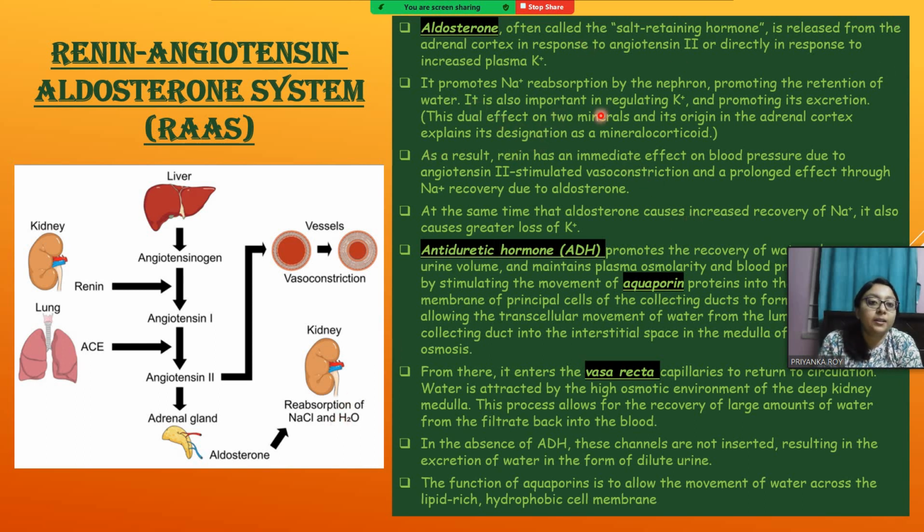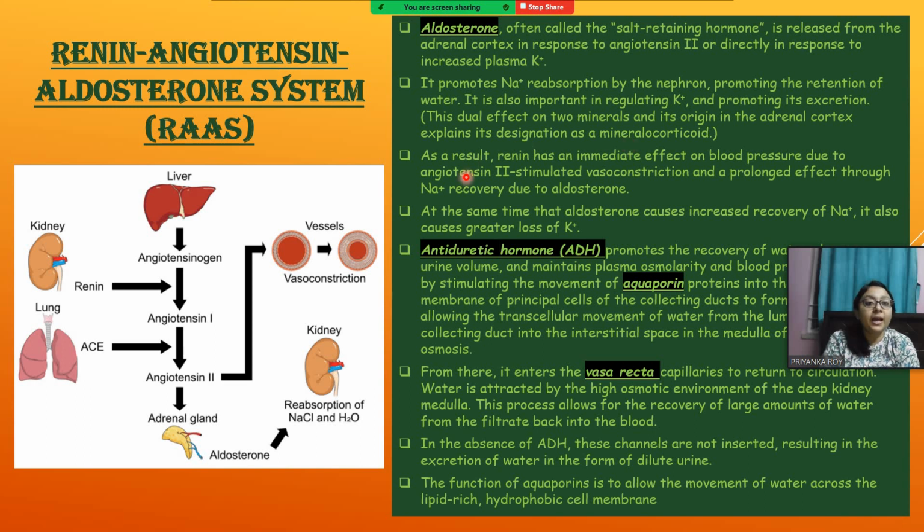It promotes sodium reabsorption and the retention of water. It is also important in regulating potassium and promoting its excretion. So sodium will be taken up and K+ will be released. This dual effect on two minerals, and its origin in the adrenal cortex, explains its designation as a mineralocorticoid. So aldosterone is also known as a mineralocorticoid.